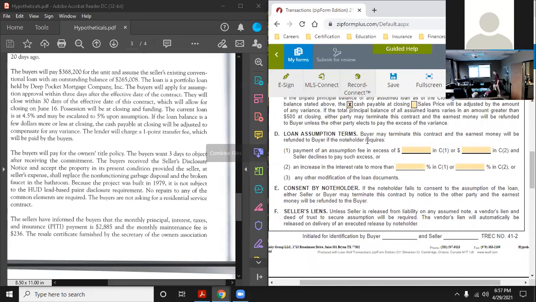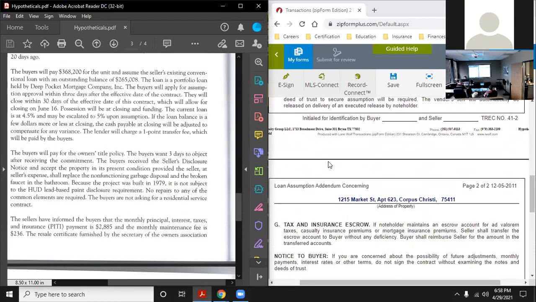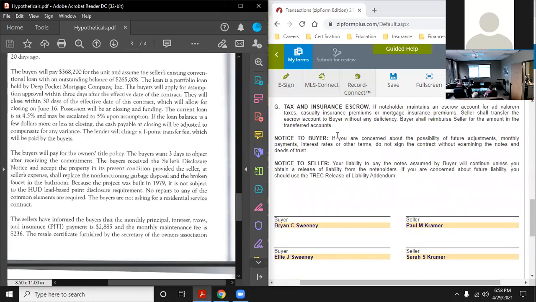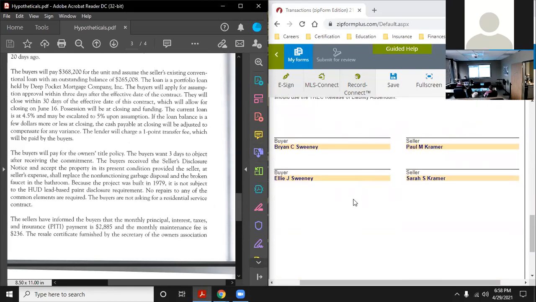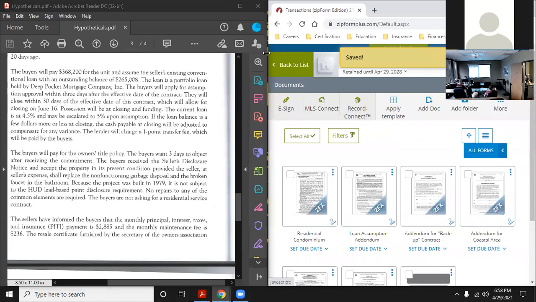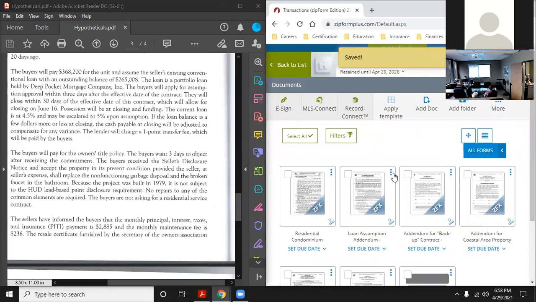The loan assumption terms, that's where you would put the terms of your loan assumption. You don't have all of that information. You have some percentages here, but nothing in dollar amount that will change that. And then the notices to the buyer and seller, and then they would sign here. So that is all that form is.